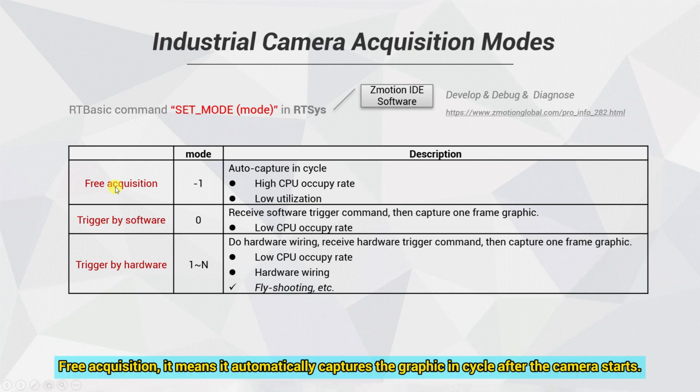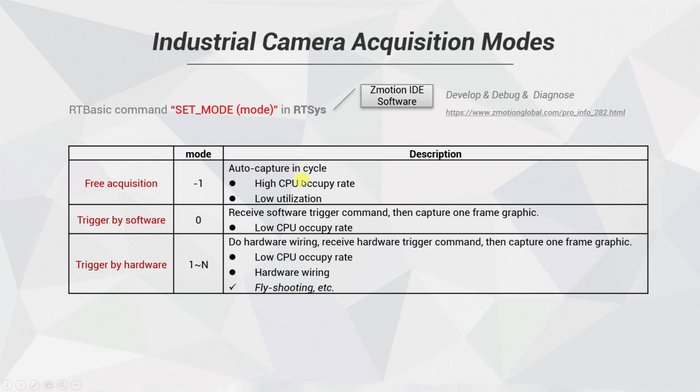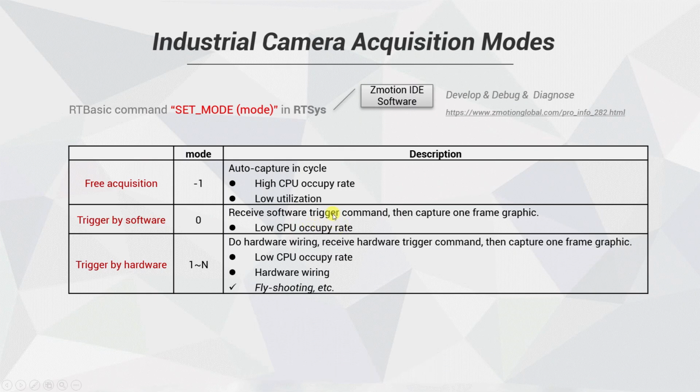Free acquisition means it automatically captures the graphic in cycle after the camera starts. Set the mode parameter as -1 to enable free collection. But it is not recommended, because the CPU occupy ratio is high and the utilization is low. Compared to free mode, trigger by software is better, due to its low CPU occupy ratio.